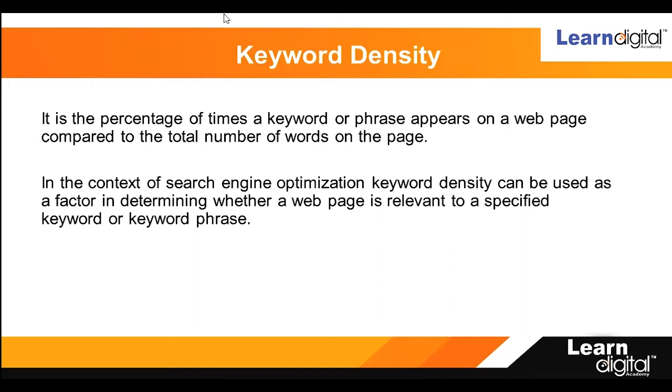So, for example, you have written around 1000 words of content. In those words, how many times are you writing the particular or main keyword? We can say it's the percentage of times a keyword or phrase appears on a web page compared to the total number of words on the page.